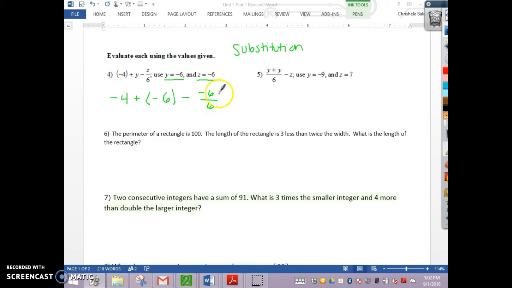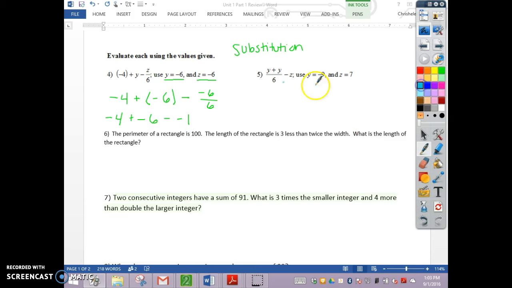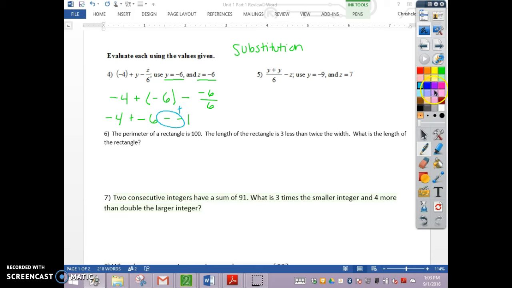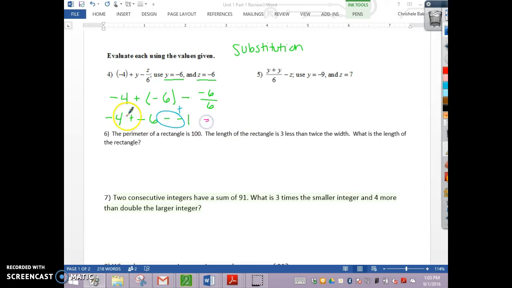We're going to do our division first. Negative 6 divided by 6 is going to give me negative 1. Again, we have that minus minus scenario, which is a plus. Adding and subtracting from left to right, negative 4 plus negative 6 is negative 10. Adding 1 gives me negative 9.